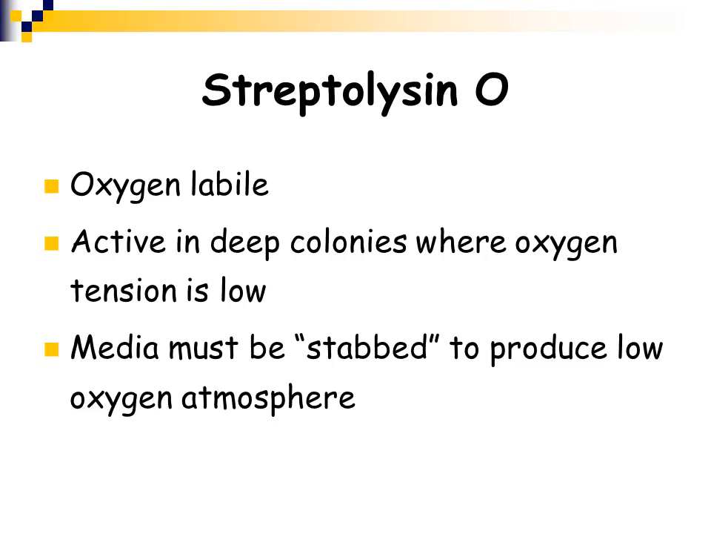Streptolysin O is produced by the group A streps. This is an oxygen labile virulence factor. It is more active deep in the colonies where that oxygen tension is low. So oxygen will kill Streptolysin O, so it likes to be in low oxygen potential.